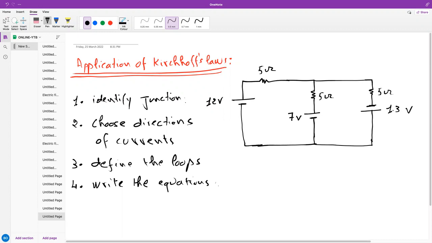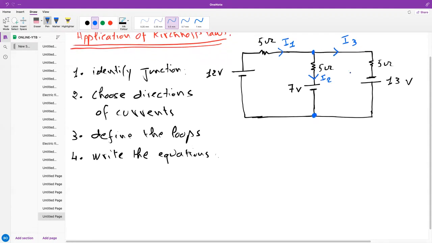Now, I will start by identifying the junctions. I know that this is a junction, this is a junction, and this is a junction. What is in blue is the junctions. Then I want to choose the directions of current. So I will choose this one as I1, this current here as I2, and this current as I3. And then I will also define my loops.